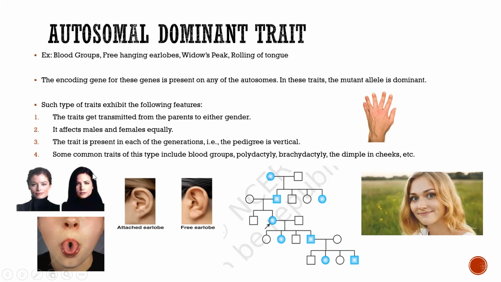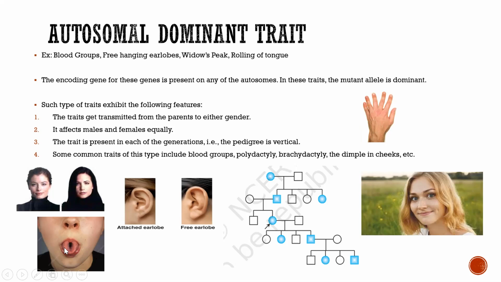Here you can see this is widow's peak. You can see the face and you can see the pointed feature of this. The hair is pointed here. So this is called widow's peak. Whereas in this individual, you can see it is completely round. So this is one of the dominant traits, autosomal dominant trait. Then this is about the free hanging ear lobes. So this is free ear lobes, whereas this picture indicates it is attached. So this is a dominant character.